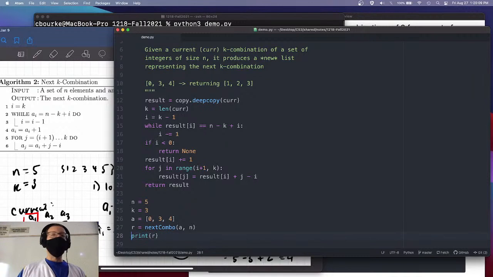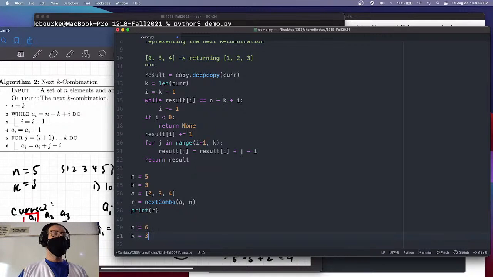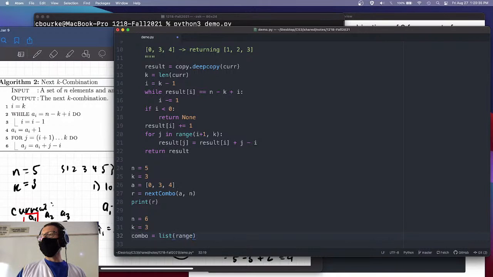Let's see if it works with a much larger value. So let's go ahead and reset n to 6 and k to 3. So we're going to create all subsets of size 3 from the set of size 6. And we're going to go into a loop to do this, right? So combo, I'll start out with a list of the range of k, right? That'll start out at 0, 1, 2.